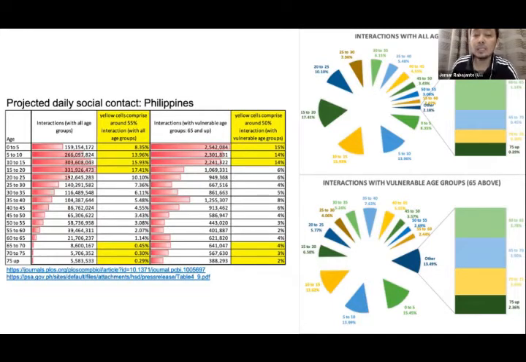But what Alex Cook did is they projected the interaction among people based on a certain small sample and compared it to 152 countries, because the current survey that they have is based on Europe. They call it Polymod. But they projected the Philippine case based on that. So I need to say that this is mainly because of projections, not a real experiment.